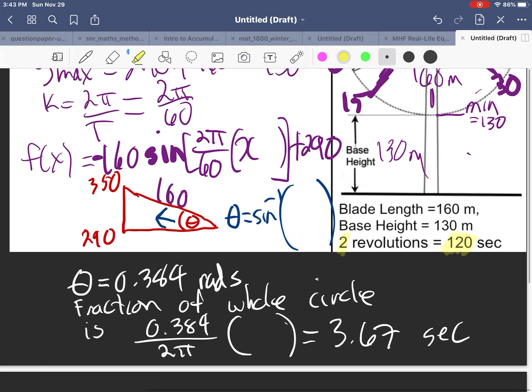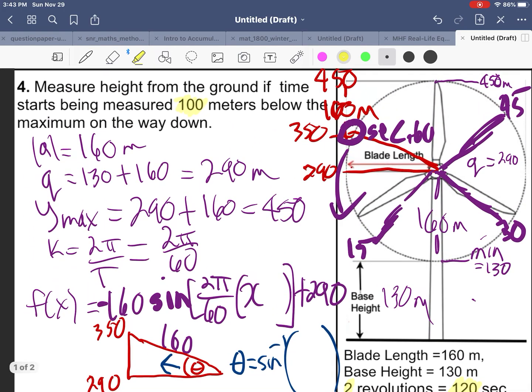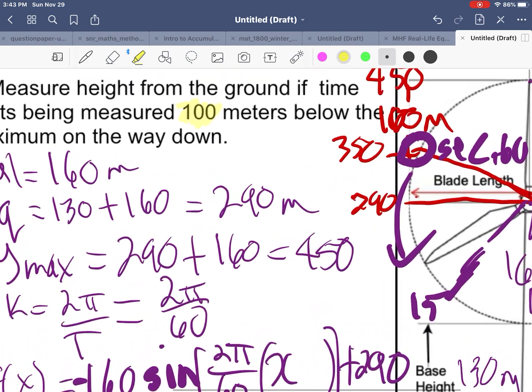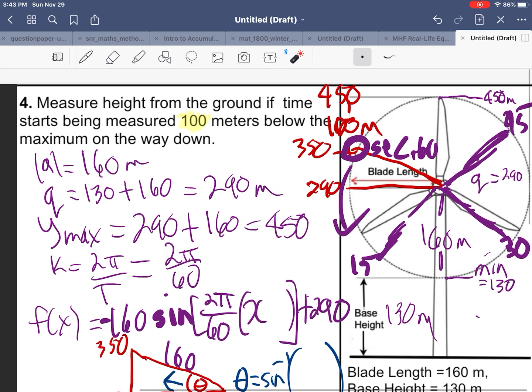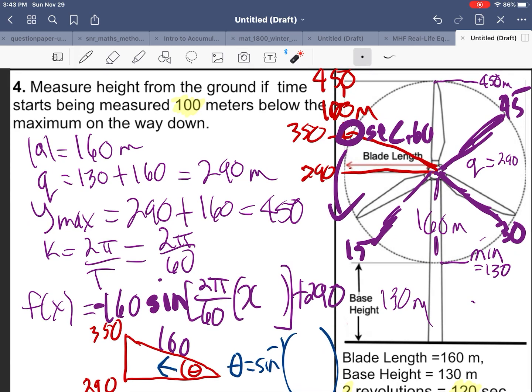Let's hope anyway. Okay, so what is this question about? What are the things that we need to know? Well, I think it says that the blade length is 160 meters, right? So if we look over here, and I apologize for how busy this diagram is, the blade length is the amplitude, which is also the radius of the wheel. And so that's 160.